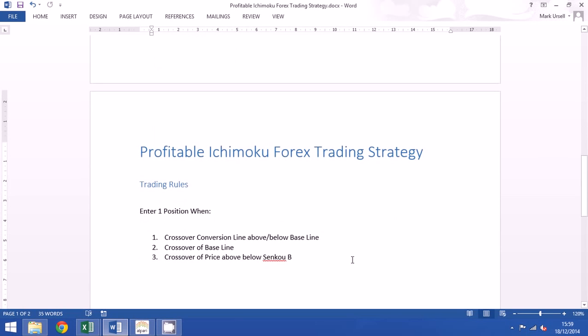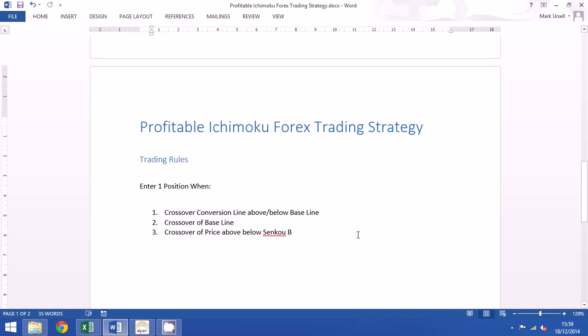So just to recap, the Forex trading strategy that I'm looking at today, the first of these, is the crossover of the conversion line above or below the baseline. This is a long short strategy, so if we have a crossover, we will immediately reverse the direction of our position.